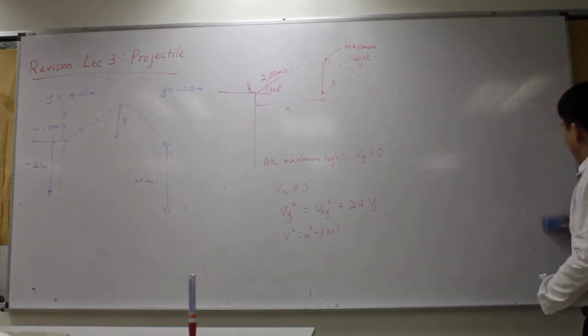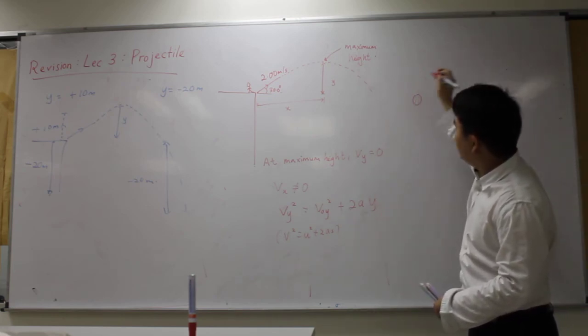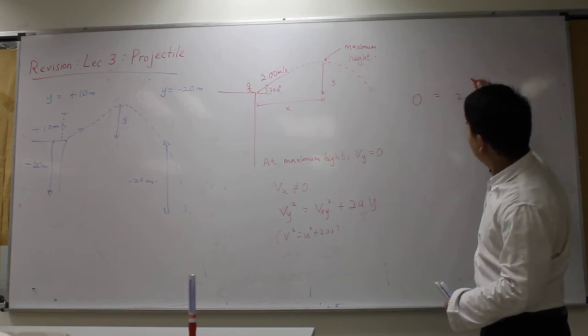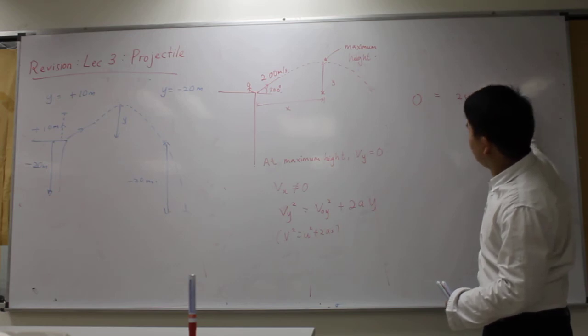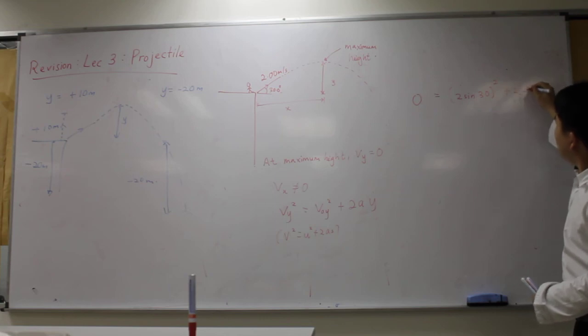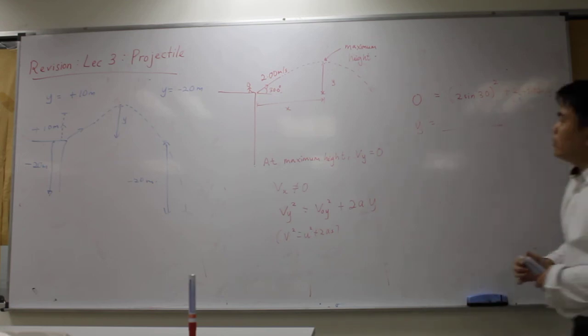For this question, the Vy, as I said, is 0. So 0 equals, sorry, it should be 2 sine 30 squared plus 2 times negative 9.8 times y. So what is the y? From that you can find out y.